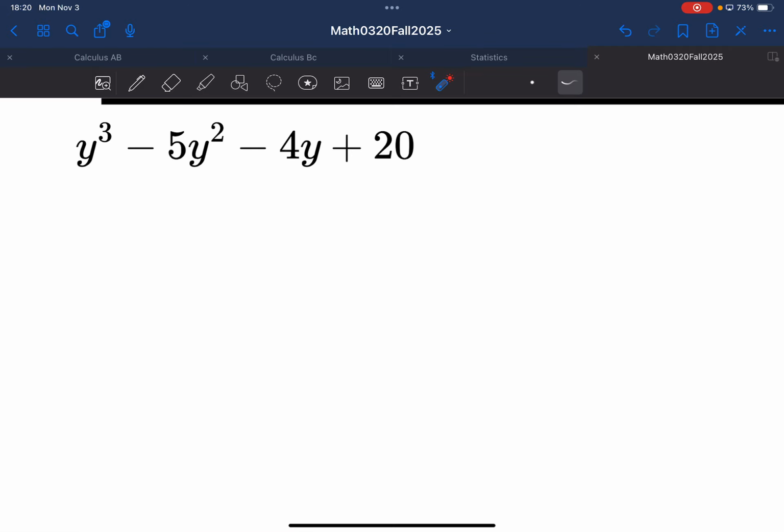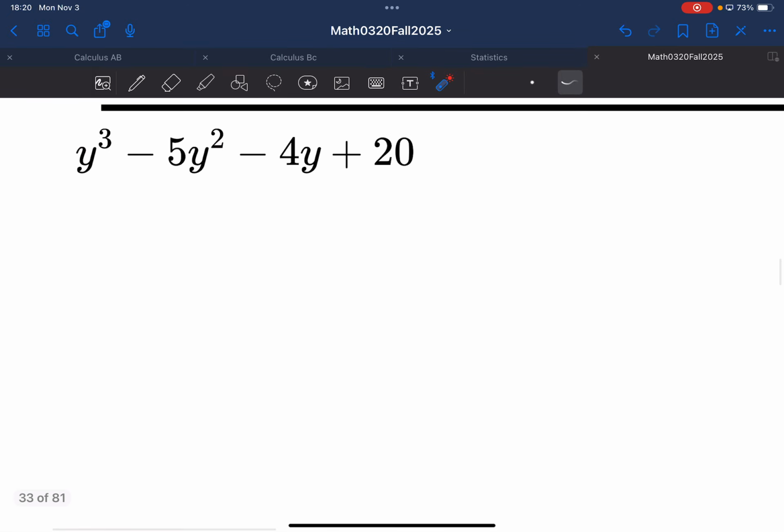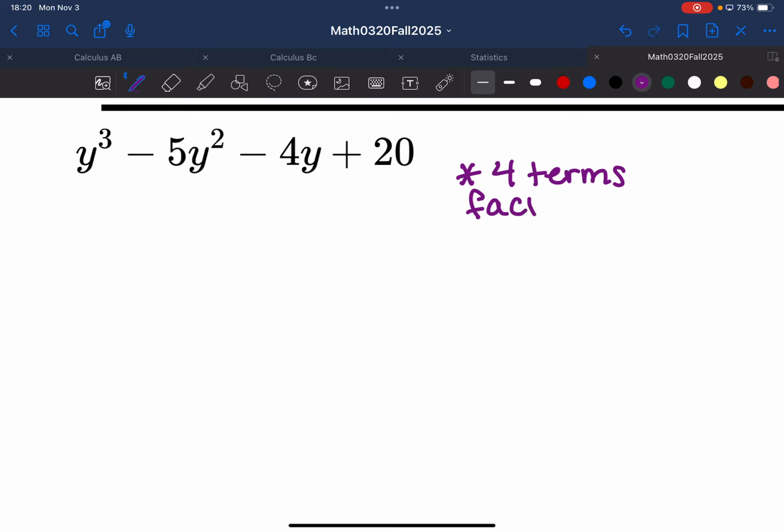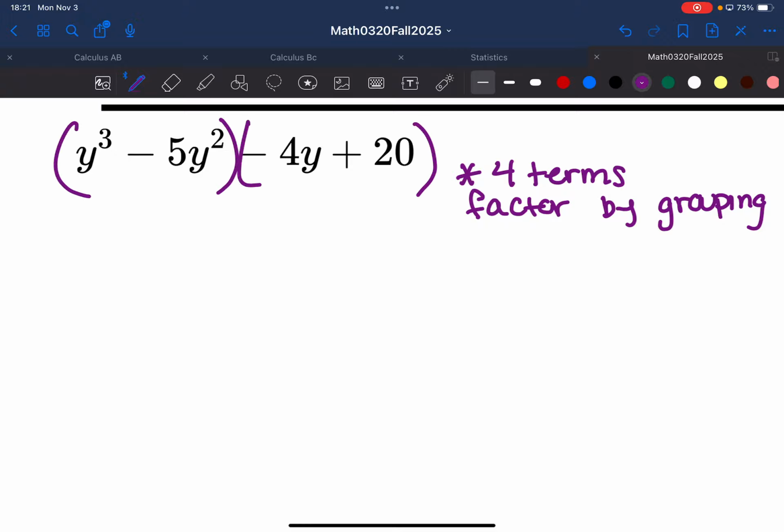Okay, so now you end up with something like this. We have 4 terms here. And anytime you see 4 terms, you should think of what? Factor by grouping. Which means our first step is to put them in parentheses. Factor by grouping. That is every single time you have 4 terms.